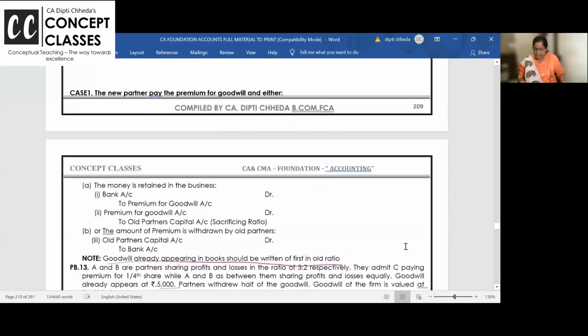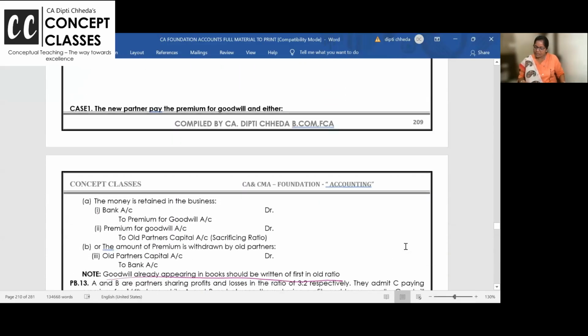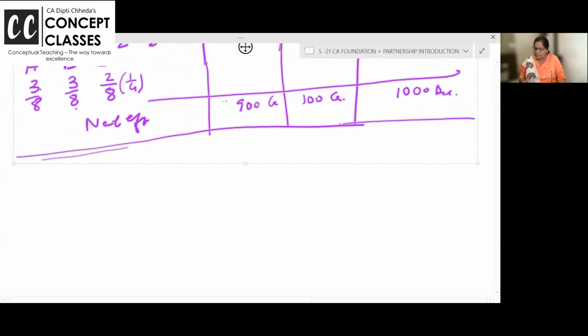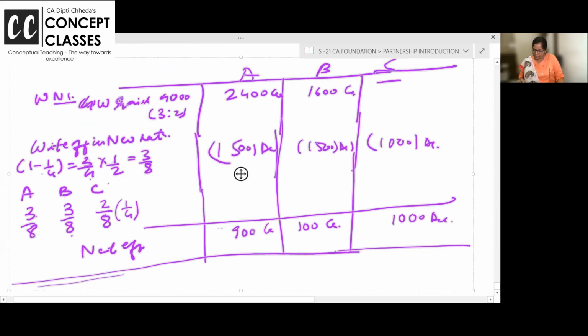Yeah, please look at the screen. Case 1 we have finished when he is bringing premium for goodwill. Now we are doing case 2 when he is not bringing the goodwill, but I explained you both the cases simultaneously. Okay, so let us do this sum in the notebook. Problem number 15th now. These are all small problems. Is the screen looking hazy or it is looking only to me?